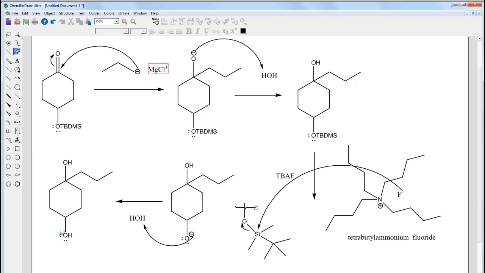And now we have our alcohol back that we started with, that we first protected with the TBDMS group, and we've added our Grignard reagent. So we did our protection, we did our reaction, and then we did our deprotection. So protect, react, deprotect. That'll always be the sequence when you work with protecting groups.